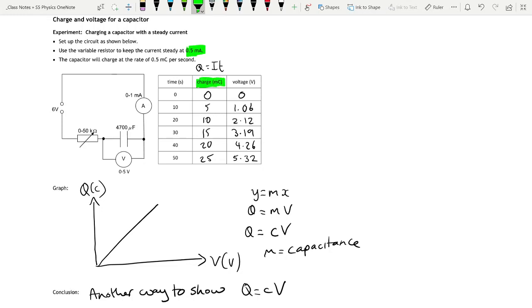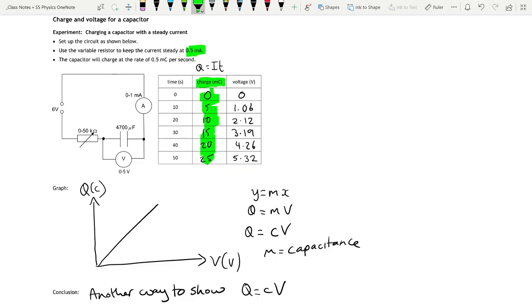The first one is 0 times 0.5 milliamps, which is 0. The next one is 0.5 milliamps times 10, which is 5 millicoulombs. The next one is 0.5 milliamps times 20, which is 10 millicoulombs. So that's basically just doing maths. This entire column is just Q equals IT each time. You're not actually measuring that.